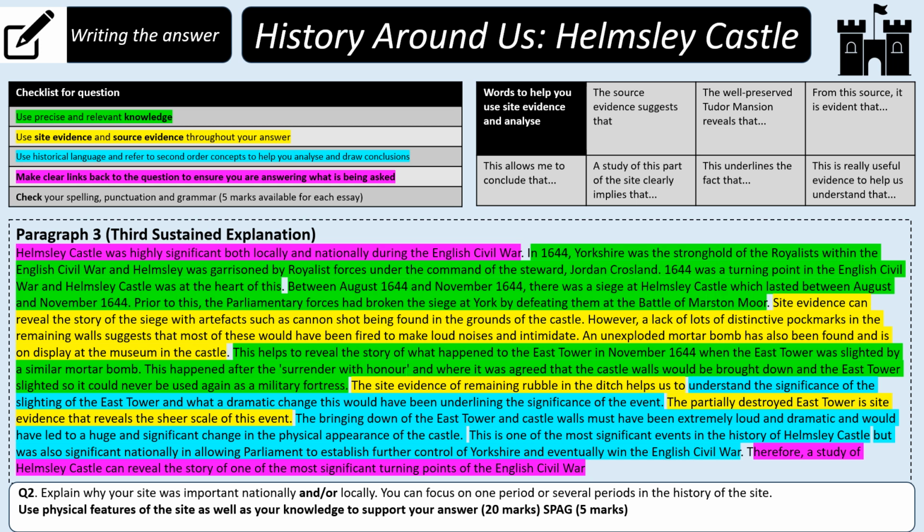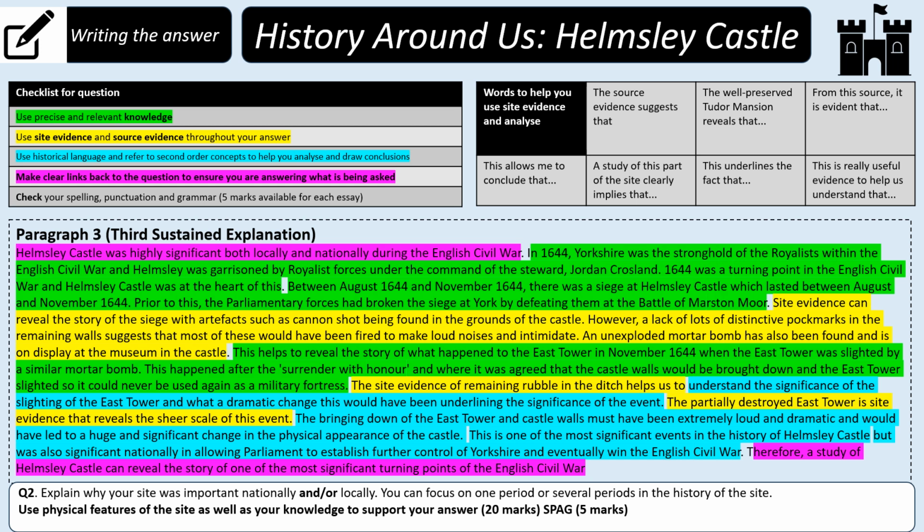In 1644, Yorkshire was the stronghold of the Royalists within the English Civil War, and Helmsley was garrisoned by royal forces under the command of the steward Jordan Crosland. 1644 was a turning point in the English Civil War, and Helmsley Castle was at the heart of this. Between August 1644 and November 1644, there was a siege at Helmsley Castle.